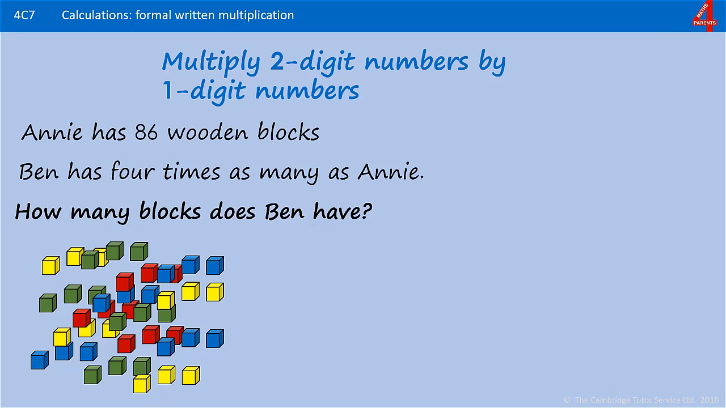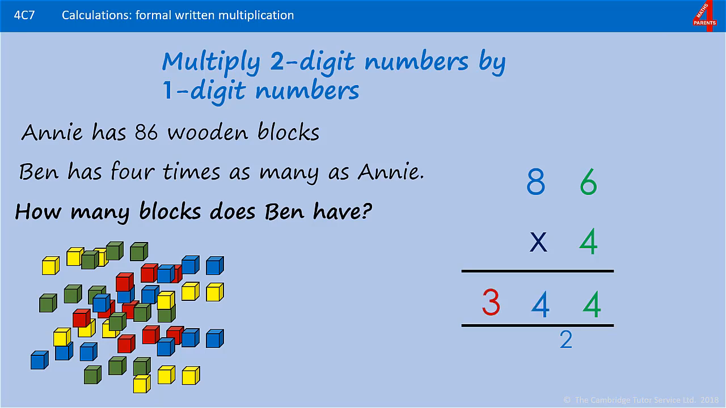In this problem, we know that Annie has 86 wooden blocks. Ben has 4 times as many. So the calculation will be 86 multiplied by 4. And then we just do the calculation as usual. 6 times 4 is 24. Put the 4 in the ones, carry the 2 tens. 8 times 4 is 32. Add the 2 tens that we carried, and that's 34. And we put the whole of that in there, and the answer, Ben has 344 blocks.